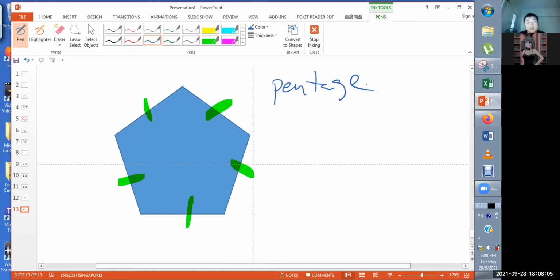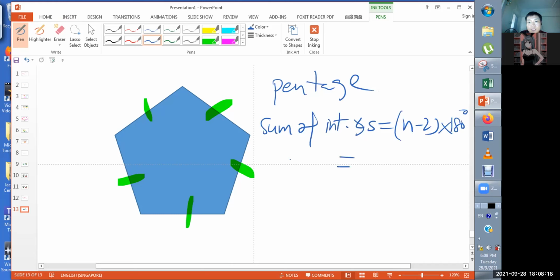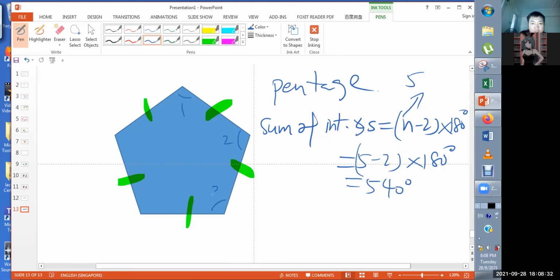So if you use the formula sum of interior angles, remember n minus 2 times 180, right? Yeah. So this is 5 sides. So the side is 5. So 5 minus 2 times 180, and you should get 540. Okay. So therefore, how many angles inside? 1, 2, 3, 4, 5.